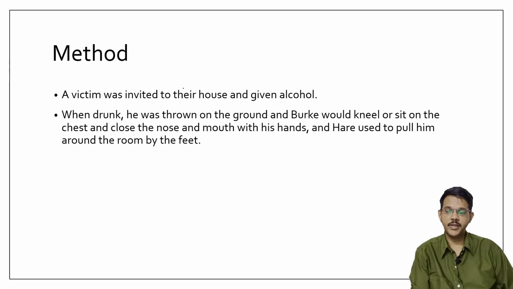The method of burking: here the victim was invited to their house and given alcohol. Once given alcohol, he would be intoxicated and unable to resist. When drunk, he was thrown on the ground, and Burke, the first brother, would kneel or sit on the chest of the person and close the nose and the mouth with his hands. The other brother would pull him around the room by the feet. This is how they used to kill the victims, which is now called burking.